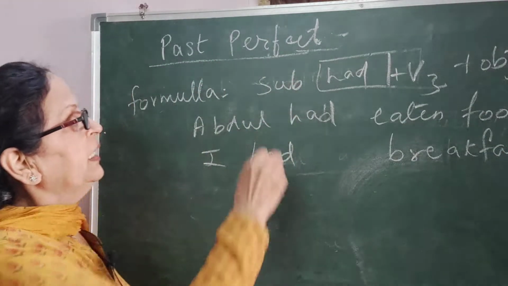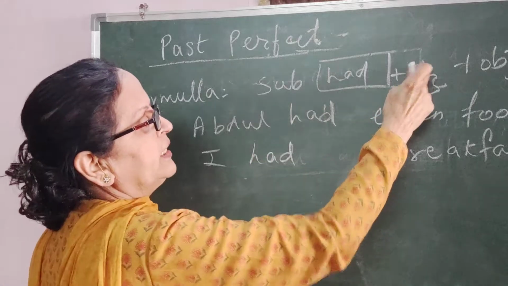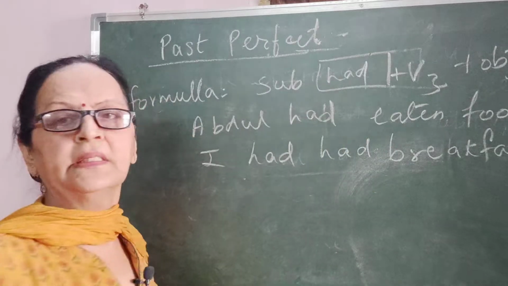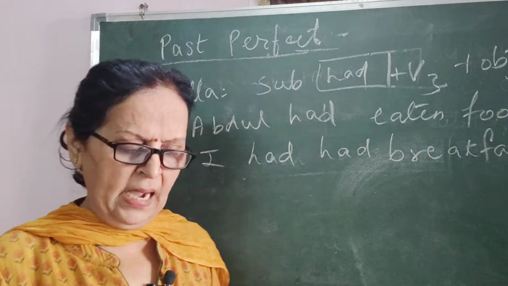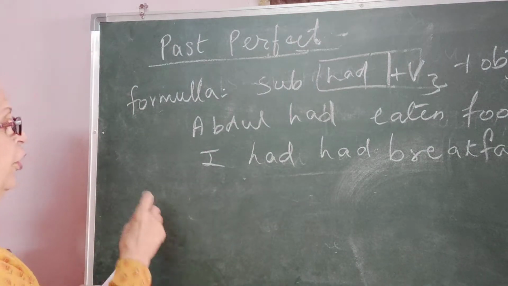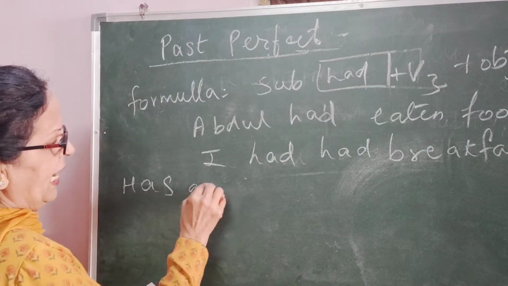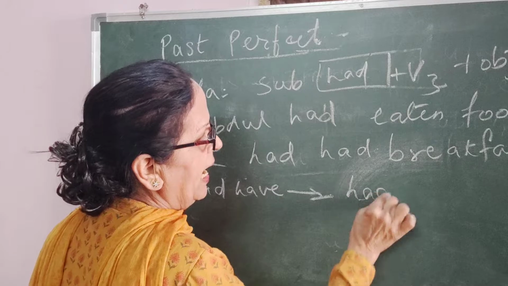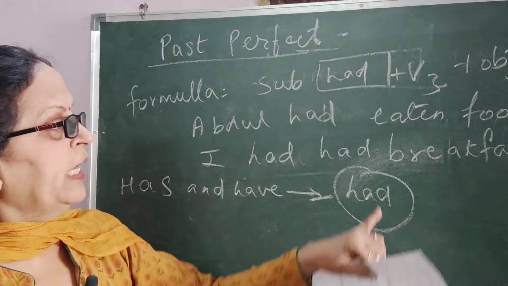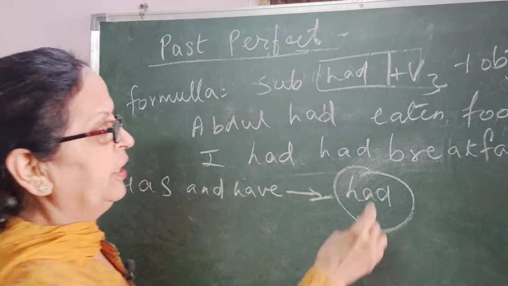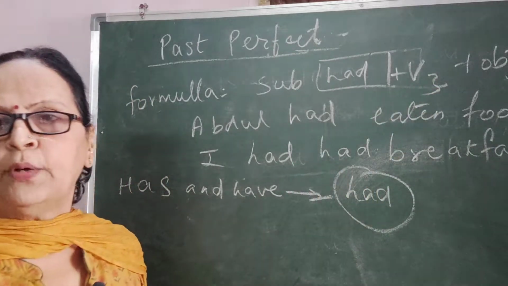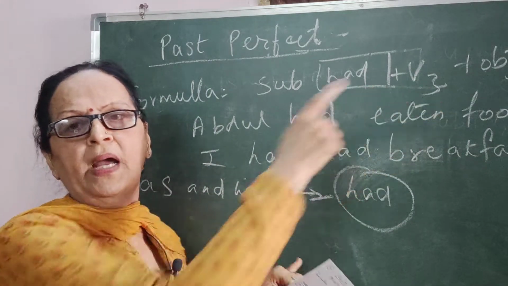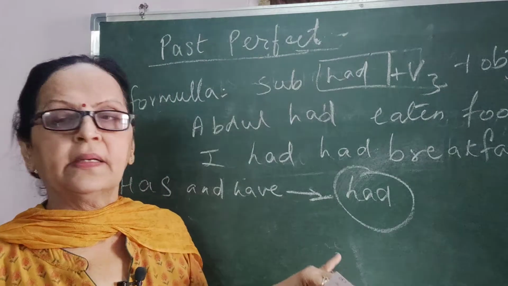We are wrong somewhere. It is subject, helping verb. Where is the third form of verb? It's not given. So it is I had my breakfast. मैंने खा लिया था. Right? So you have to note that has and have का second form है had. So that is why this is the third form of verb had, which you have to add to make your sentence very clear. I had my breakfast. We think it's wrong, but it is right.